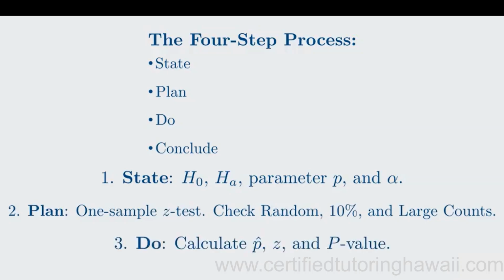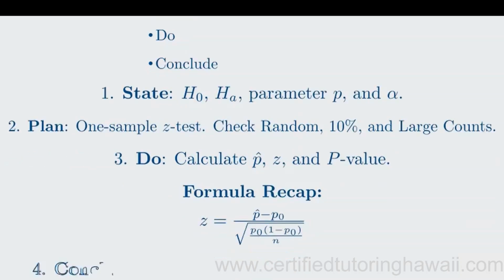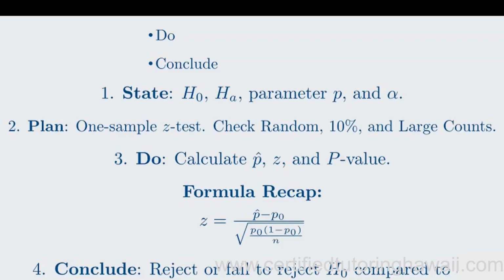This involves calculating the sample proportion, the test statistic, and the p-value. The formula for the test statistic is z equals p-hat minus p-naught, divided by the square root of p-naught times 1 minus p-naught over n. Finally, you conclude. You make a formal decision to reject or fail to reject the null hypothesis based on a comparison between your p-value and alpha, and you write a clear sentence in the context of the problem.